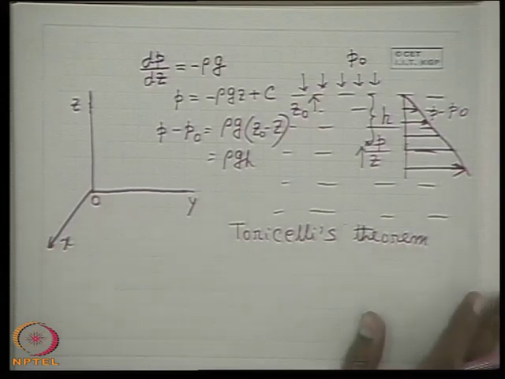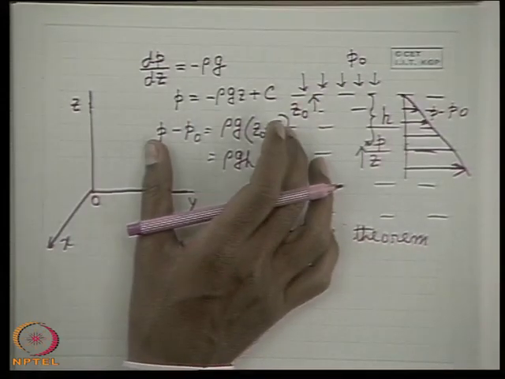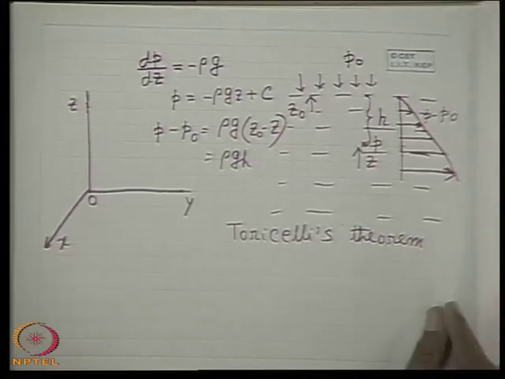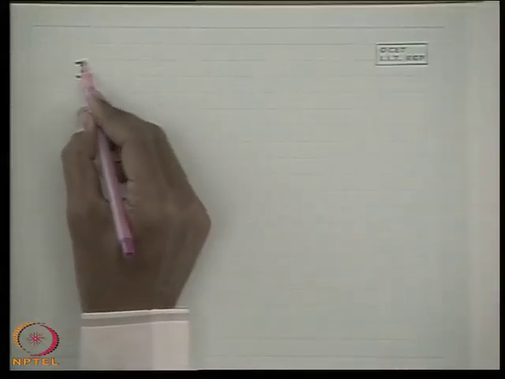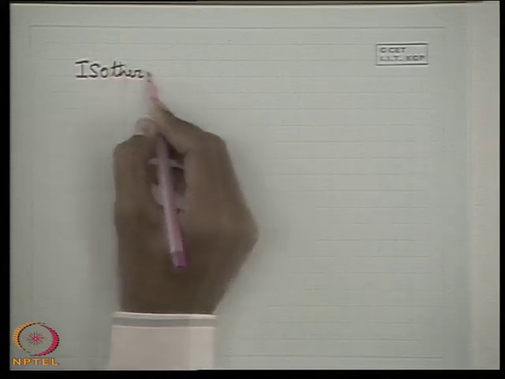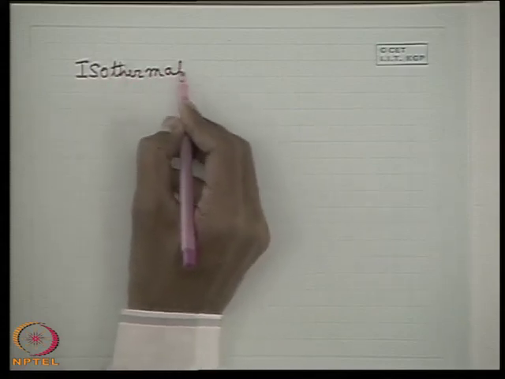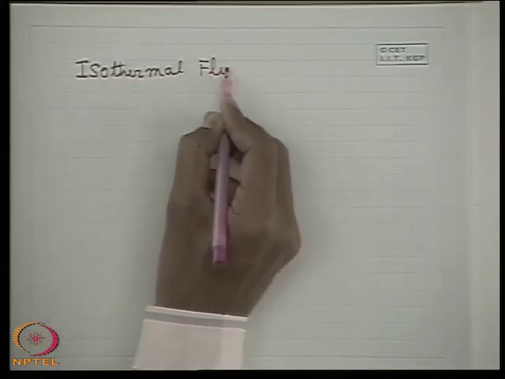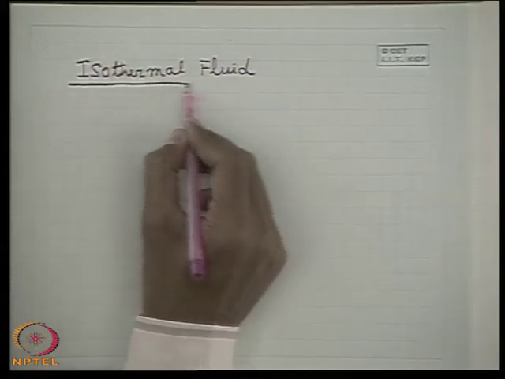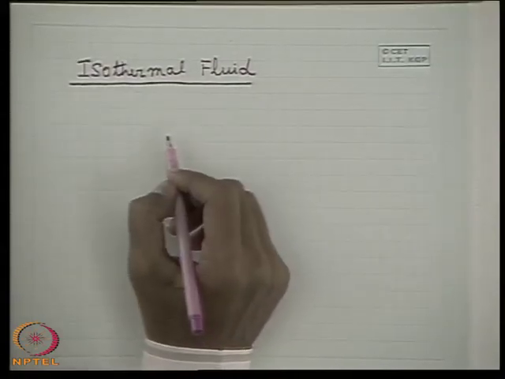Now we will find the similar explicit relationship of P with z for compressible fluids. This is simple mathematics, not much fluid mechanics is involved. We first consider an isothermal fluid. Compressible fluid means one whose density changes. Isothermal means a fluid at rest where the density changes but the temperature remains constant.